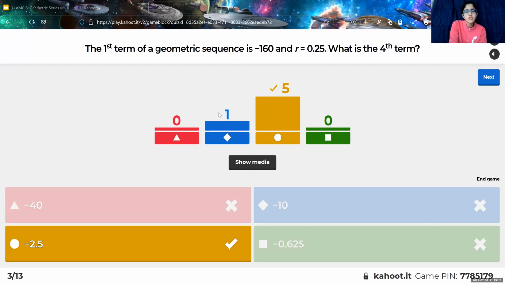So I see everyone besides one person got it correct. That person solved for the third term. Make sure you're solving for the fourth term.